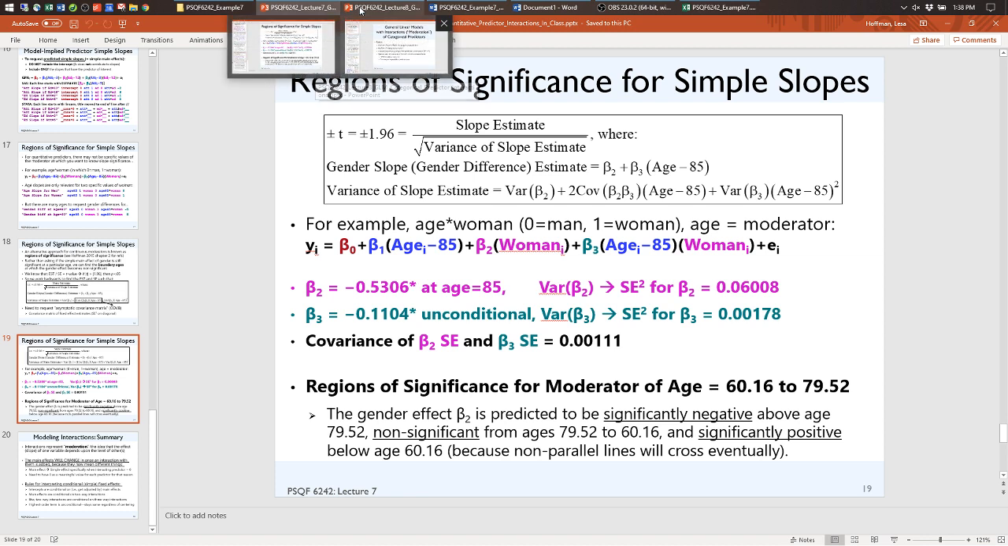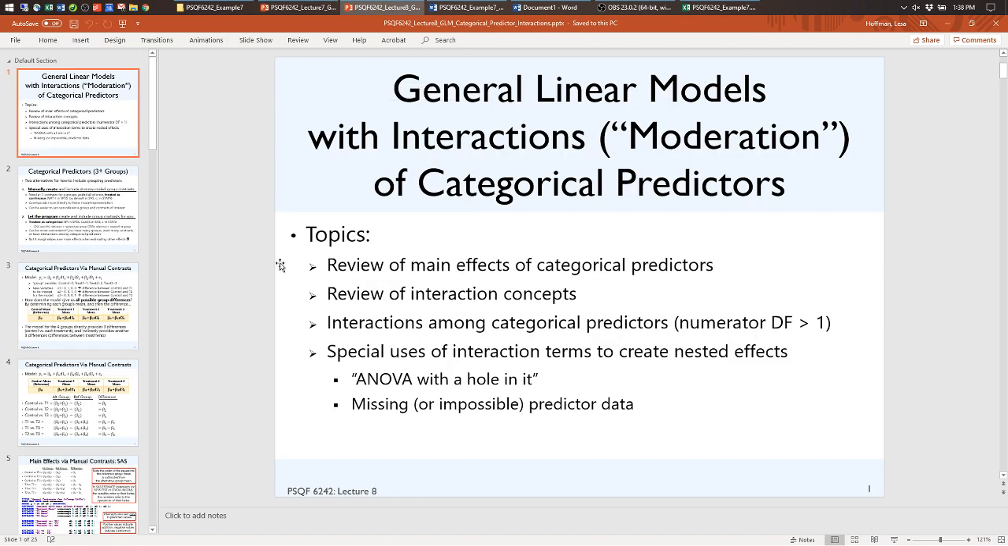So that's what I'm trying to set the stage for here, the idea that if each predictor itself has to be characterized by multiple slopes, then so do its interaction terms.